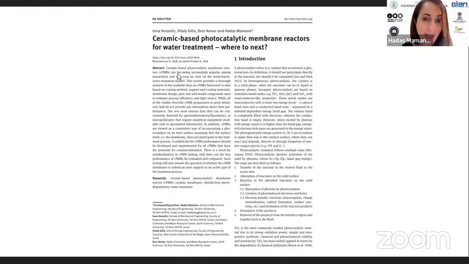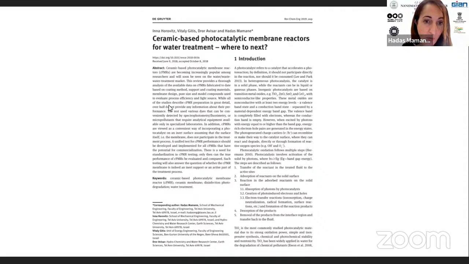Okay, so ceramic-based photocatalytic membrane reactors are becoming increasingly popular among researchers and will hopefully soon be seen in the water and wastewater treatment market. In this review, we analyzed the ceramic-based photocatalytic membrane reactors fabricated to date based on the different coating methods, supports, coating materials, membrane design, pore size, model compound used to evaluate process efficiency, and the solar light source. So we sectioned all the different publications into different categories. It was very difficult work.